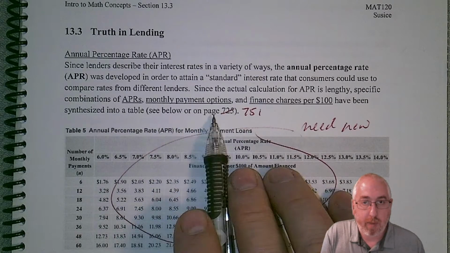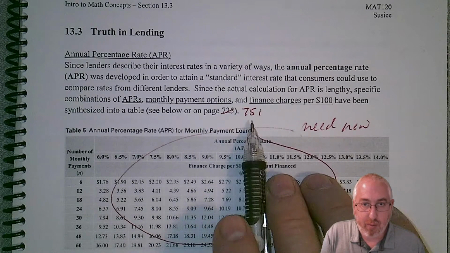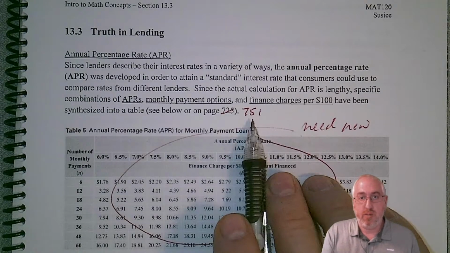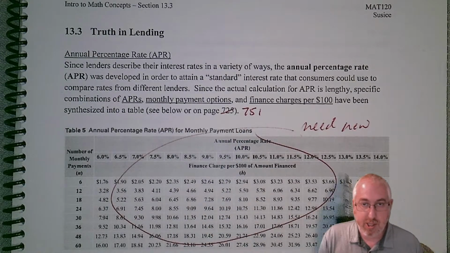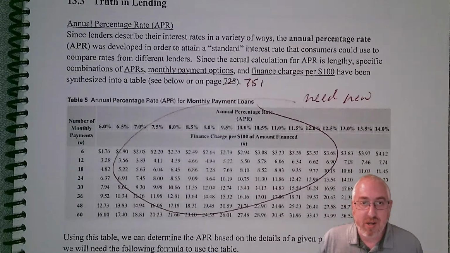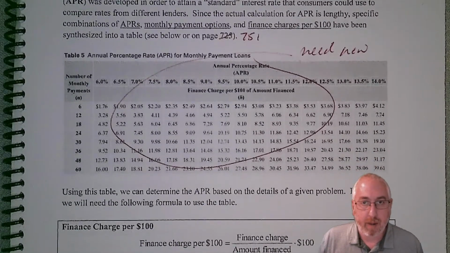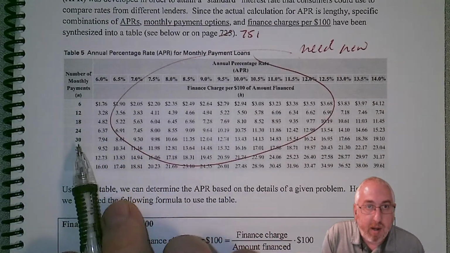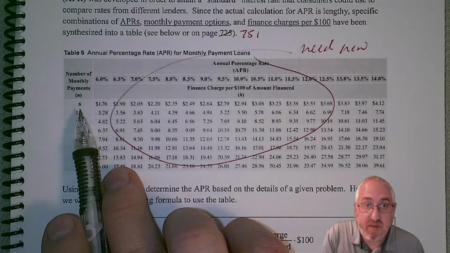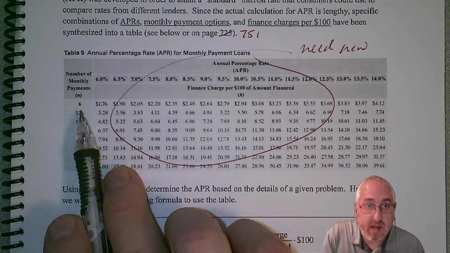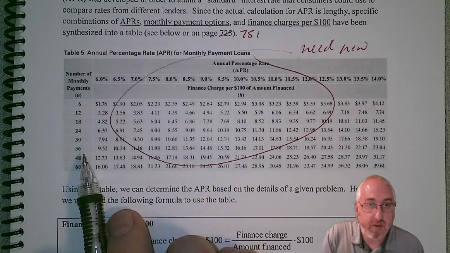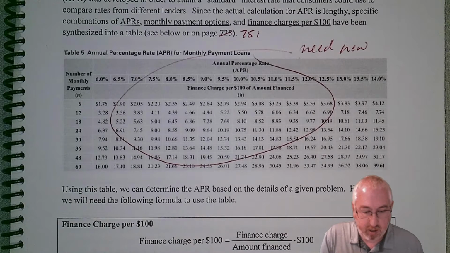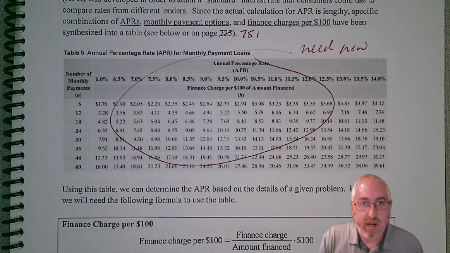See below or on page, and you can see this is a little outdated, but it's on page 751 in your textbook. So again, this needs to be refreshed, but it's still valid for what we're doing. If you take a little bit of a look at it, you can see on the left-hand side you have the number of monthly payments, and they only have specific cases. So N is equal to 6, 12, 18, 24, 30, 36, 48, and 60. So again, it's going by years primarily, a couple of intermediate cases in there.